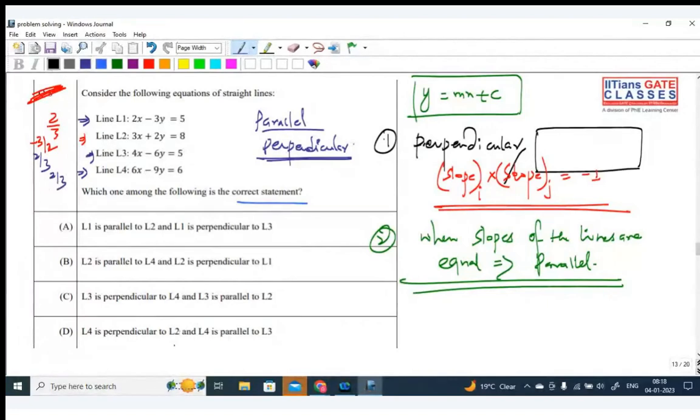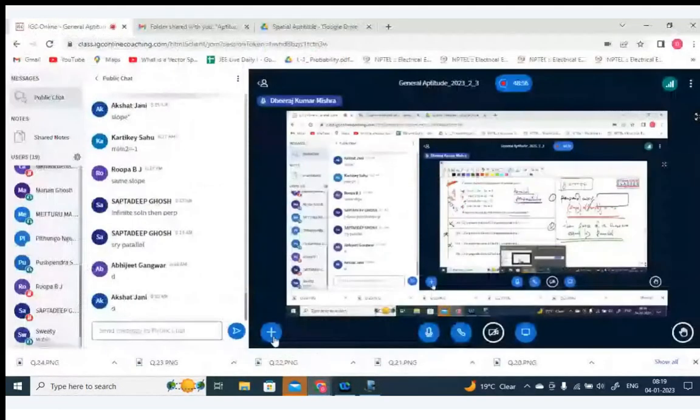So you see here in option 1, what is there? L1 is parallel to L2, right? It is wrong, because slopes are not same, you see. L2 is parallel to L4. This is wrong again, right? L3 is perpendicular to L4. No. Okay, don't check others, check one, and yeah.